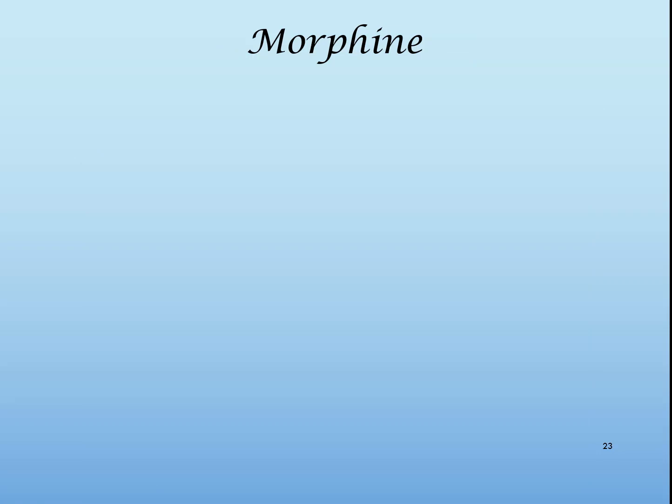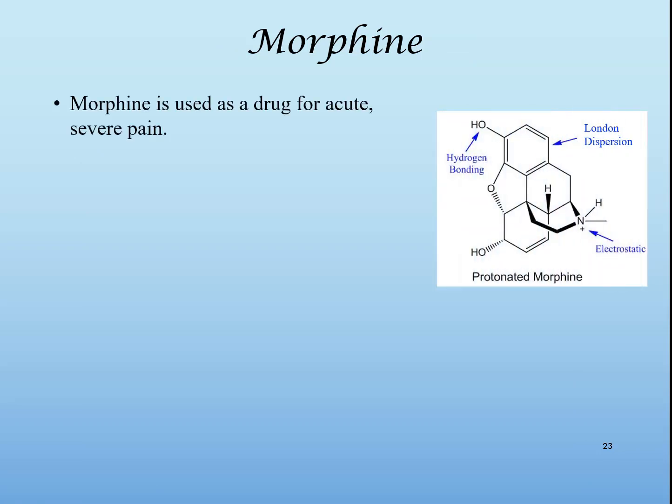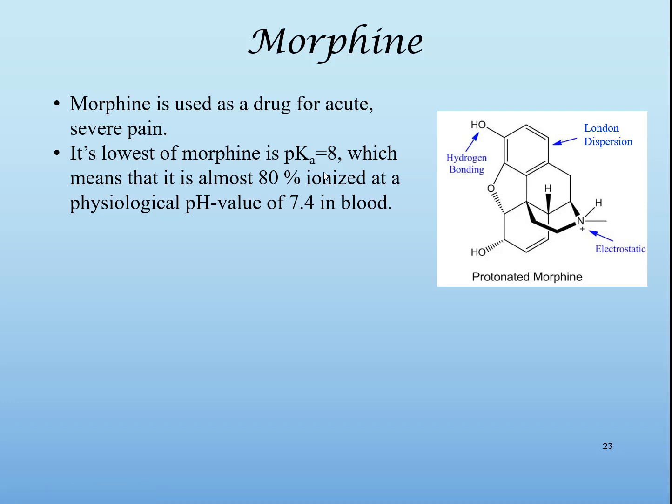The last example I want to discuss is a drug like morphine. When it comes to drugs, it is important to realize that much of the activity relates to weak interactions like hydrogen bonding, dispersion forces or electrostatic interactions. If we look at morphine, we know that morphine is used as a drug for acute and severe pain. Its lowest pKa value is 8, which means that under physiological pH values in blood, which is roughly 7.4, about 80% of it is ionized, which means the nitrogen atom is protonated, like shown in this picture.